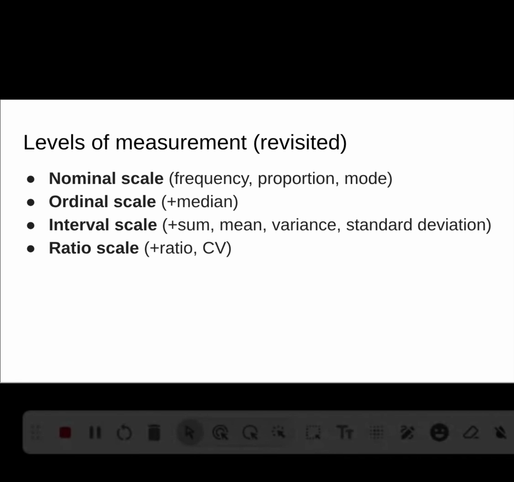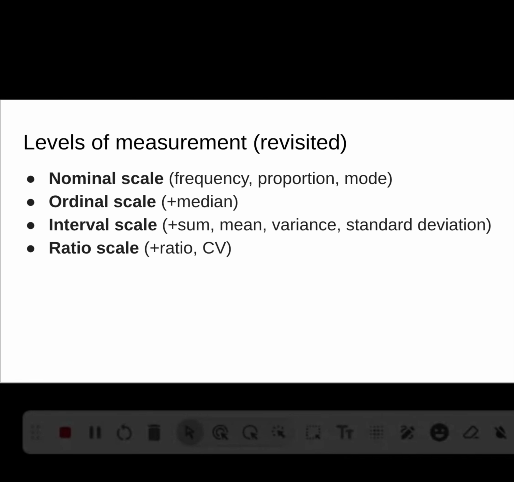And since there's no sum, you also can't calculate a mean, because the mean is a sum divided by n. You also can't calculate variance or standard deviation, because for one thing they depend on the mean. Now when we move up to ordinal data, we still can't calculate a sum or a mean or standard deviation, but we can use the median. Why? Because ordinal data has a meaningful order. So we can rank values and find the middle one, even if the gaps between ranks aren't equal.